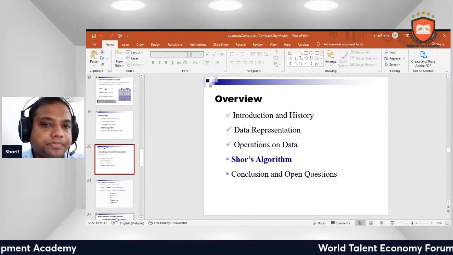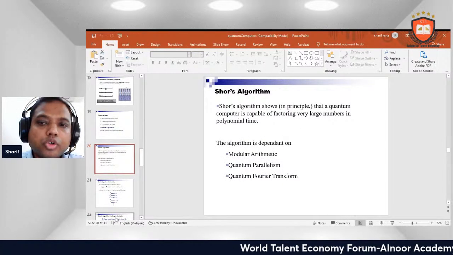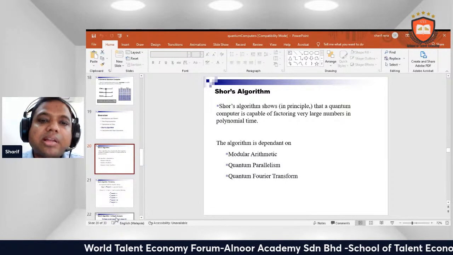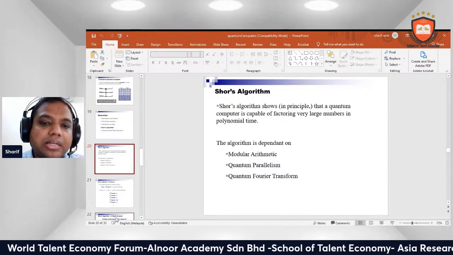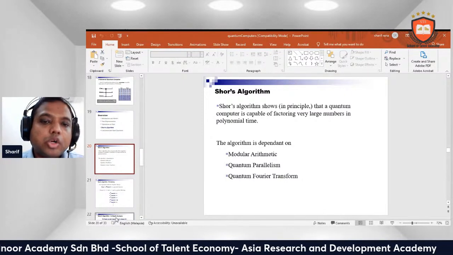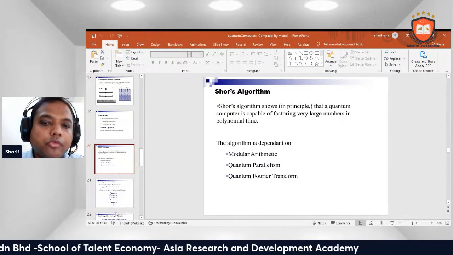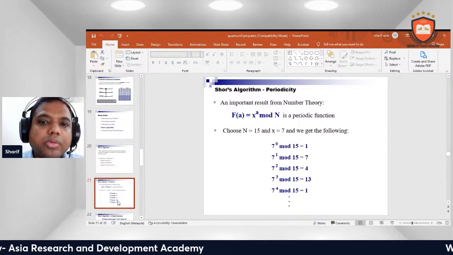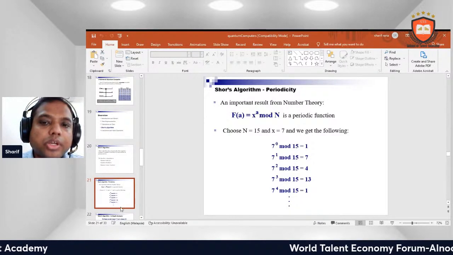Shor's algorithm. Shor's algorithm shows that a quantum computer is capable of factoring very large numbers in polynomial time. The algorithm is dependent on modular arithmetic, quantum parallelism, and the quantum Fourier transform. An important result from number theory: choosing n equal to 15 and x equal to 7, we get the following.